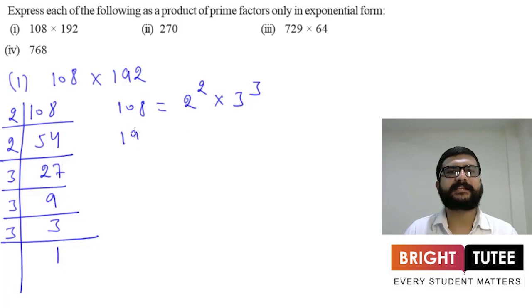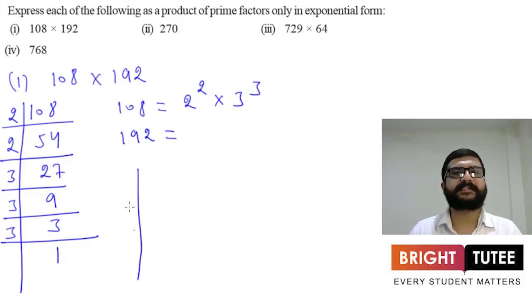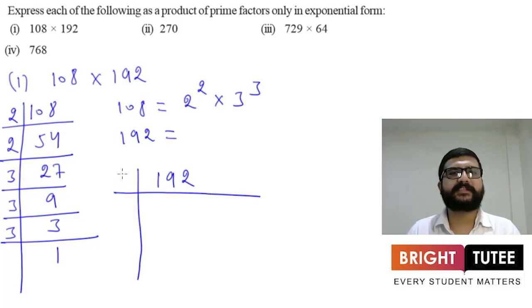Similarly, let's find for 192 how we can express this as exponential form. So let's prime factorize this number. 192, this is divisible by 2. Now 192 divided by 2, what we are going to get from here?